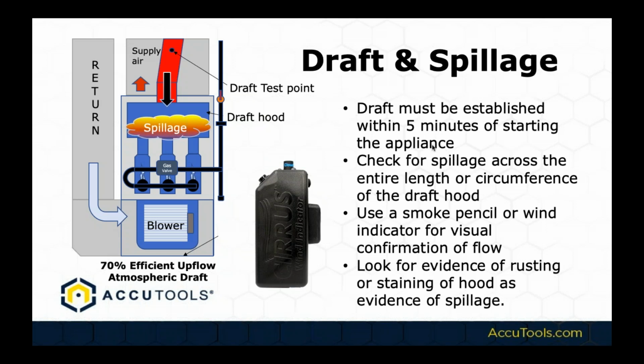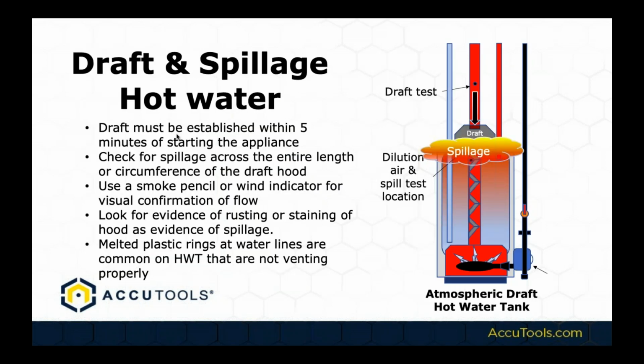But again, you draft test above the draft diverter, and I'll show you we do combustion testing a little bit further on. But spillage is typically the result of a downdraft. That's what I'm showing here with this arrow: a downdraft on the appliance creates spillage. And we want to minimize that at all costs.